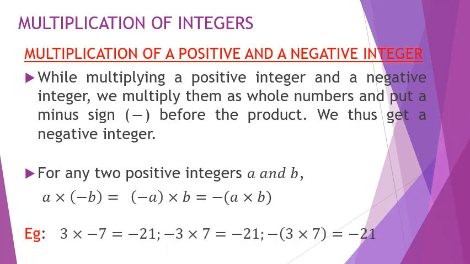For example, 3 into minus 7 equals minus 21. Minus 3 into 7 equals minus 21. Similarly, minus of 3 into 7 equals minus 21.